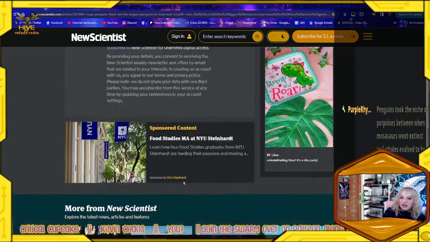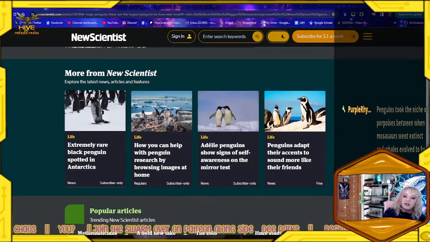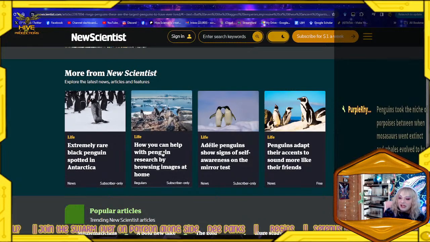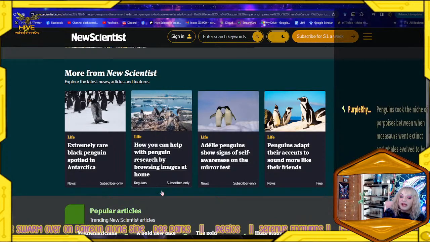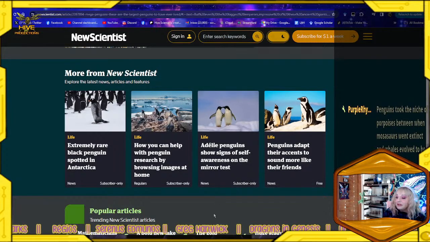Are there more penguin articles? Look at all this penguin stuff down here. Extremely rare black penguin spotted in Antarctica. How you can help with penguin research by browsing images at home. Yeah, there's lots of cool articles here.